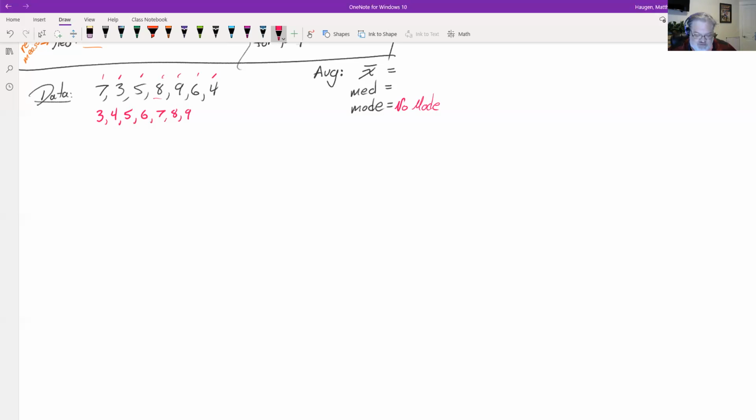So once we have them in order, the median is the one in the center. We'll often refer to the median in terms of the 50th, oops, I shouldn't say percent, the 50th percentile.